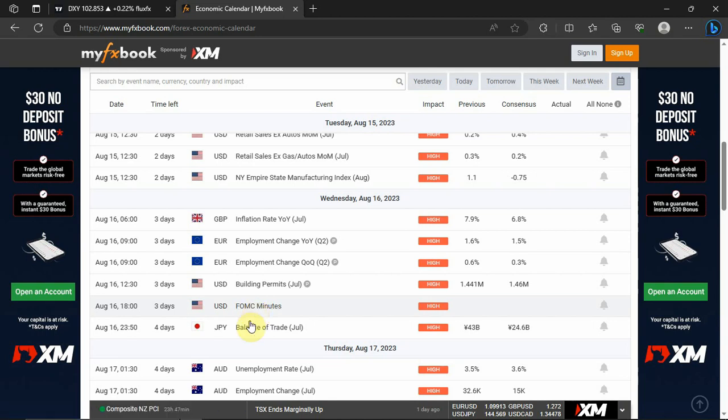Let's see what happens. JPY balance of trade for the month of July. So this is the high impact news for JPY, the balance of trade for the month of July. So that is just that for Wednesday.